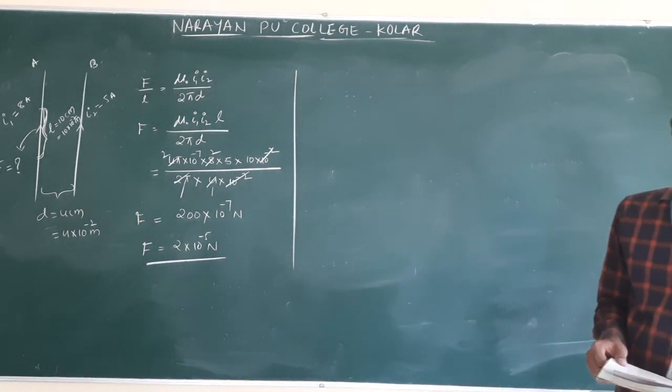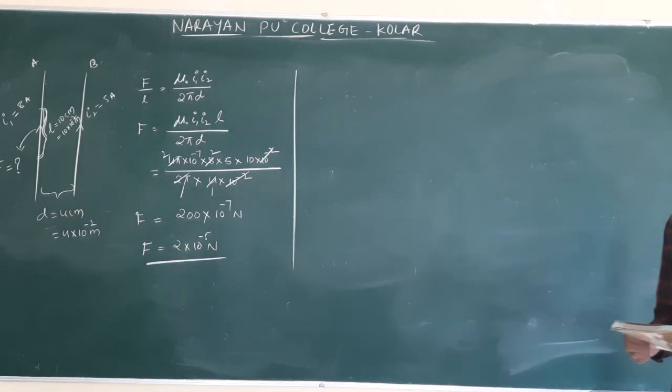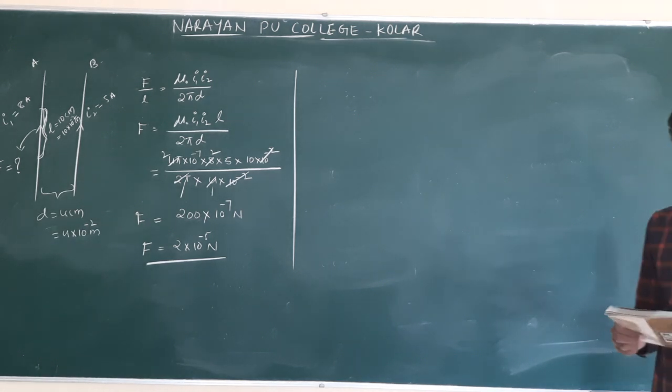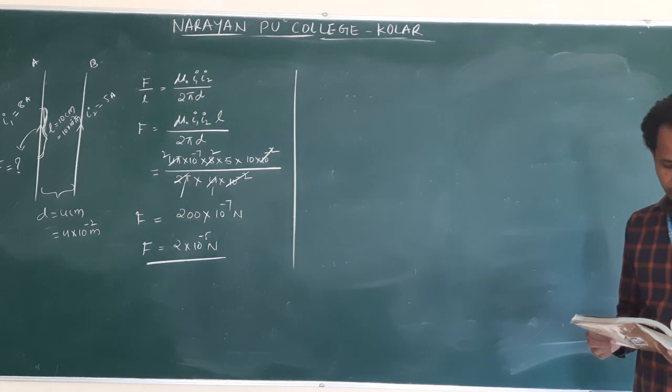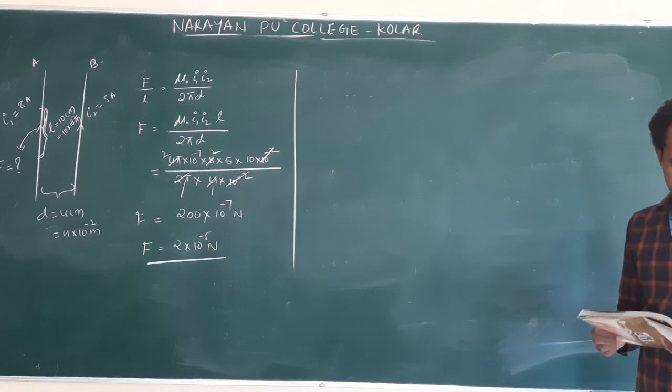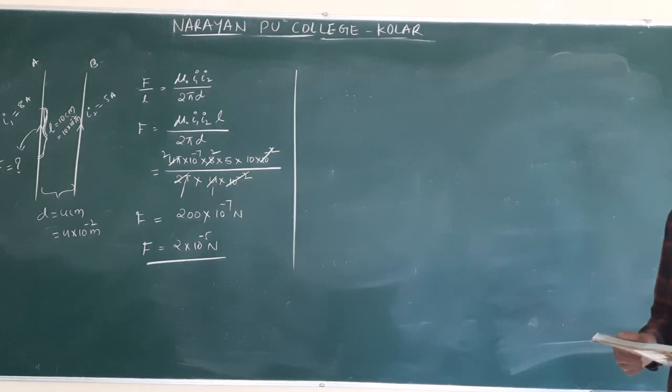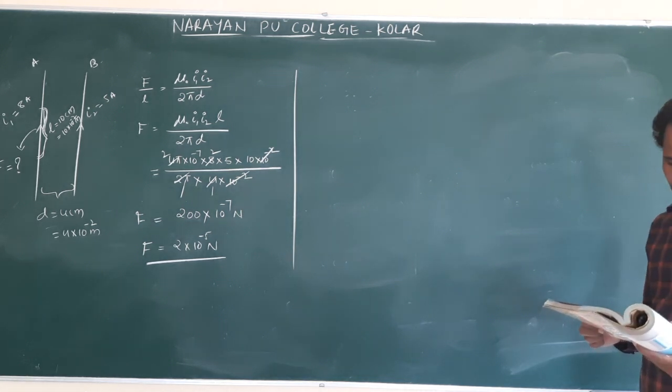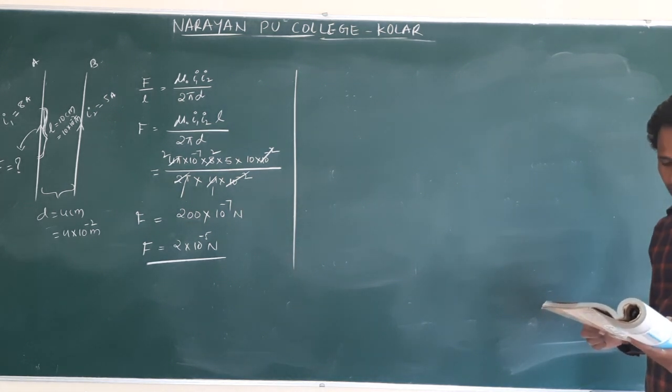Next, eighth question. A closely wound solenoid 8 cm long has 5 layers of windings of 400 turns each. The diameter of the solenoid is 1.8 cm. With the current carried being 8 ampere, estimate the magnitude of B inside the solenoid near its center.